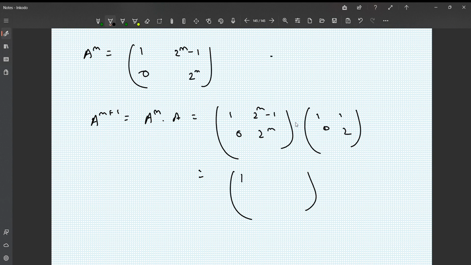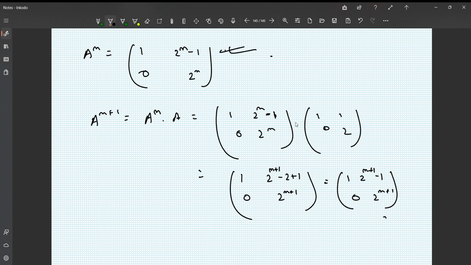So it's 1 here, which is 1 times 1, and here 2 to the power n minus 1 plus 2 to the power n minus 1 times 2, so it's 2 to the power n plus 1 minus 2 plus 1, right? Then 0. And here we have 2 to the power n plus 1. So it's coming out to be [1, 2^(n+1) - 1; 0, 2^(n+1)]. Okay, right. Therefore, we have got this pattern by induction.